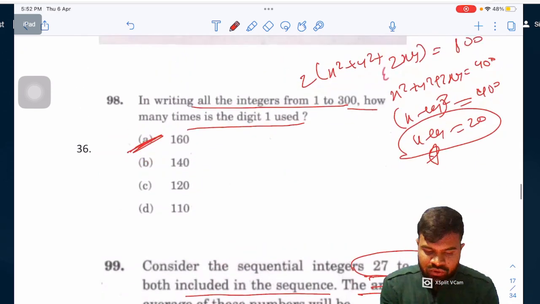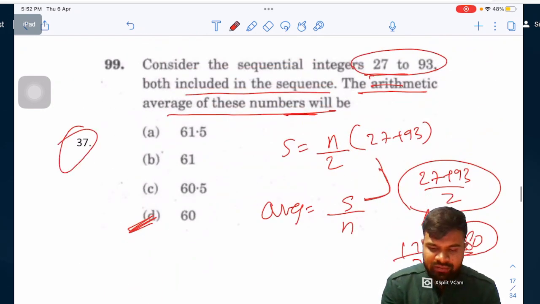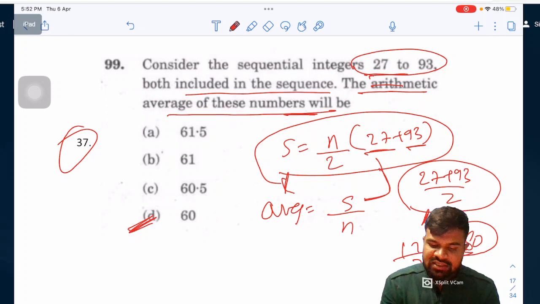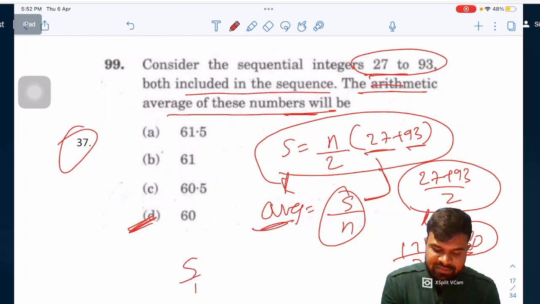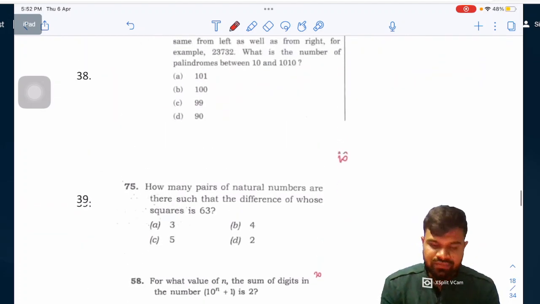Don't bother about question numbers 20, 35 and 37, because these may not be repeated in the same way in the CSAT exam. But if it comes in some other way of writing, this is how you will proceed. The sum of an AP is n by 2 multiplied by the first plus last, and the average is S by n. From this formula, S by n is equal to first plus last by 2. This is how you will do it.